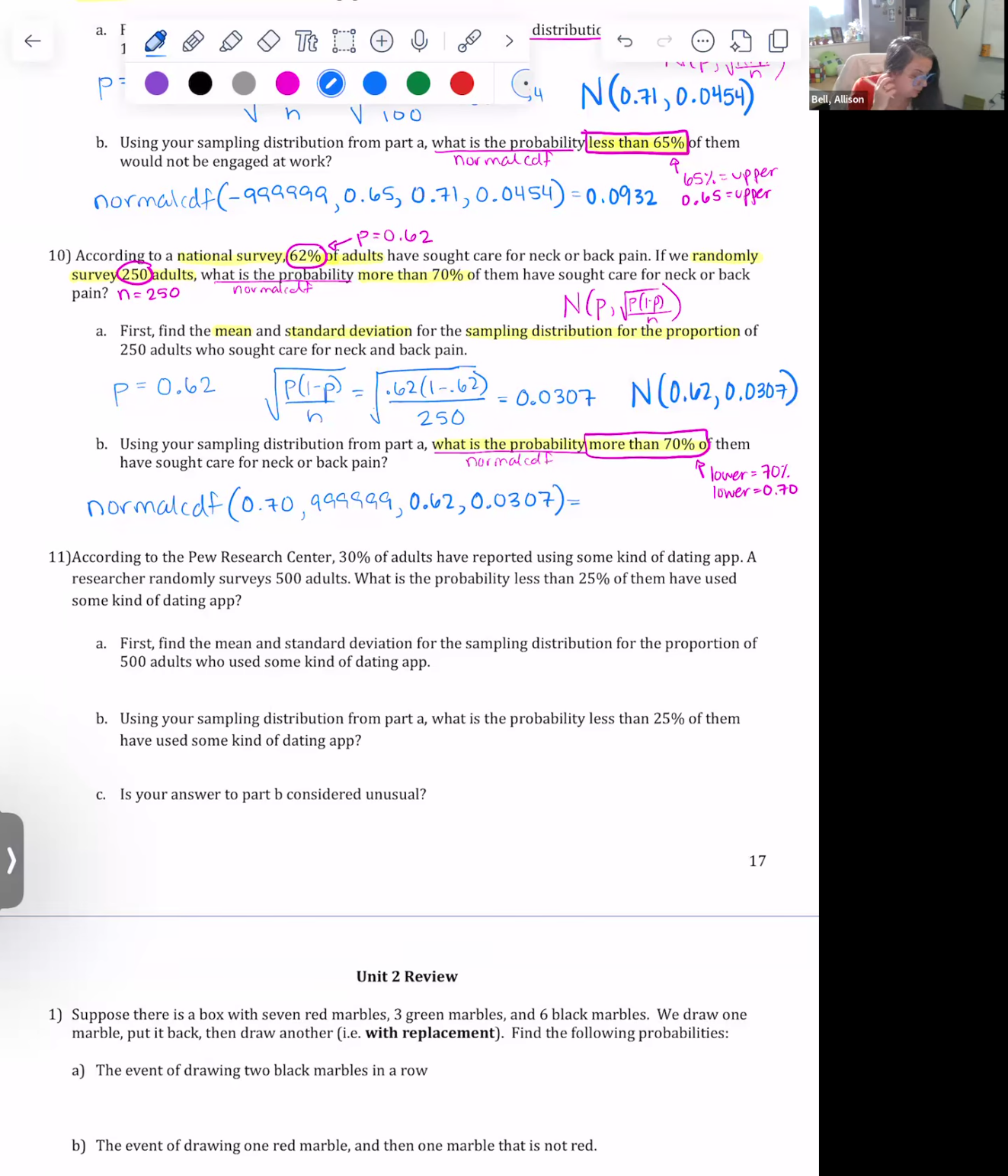If you need to, pause the video to make sure I'm not rushing you. But then our answer here is 0.0046. It's really, really small. Okay. So that, with the double zeros, would actually mean that the answer for part B would be considered unusual, because remember that the cutoff for being unusual is that the probability is less than 5%.